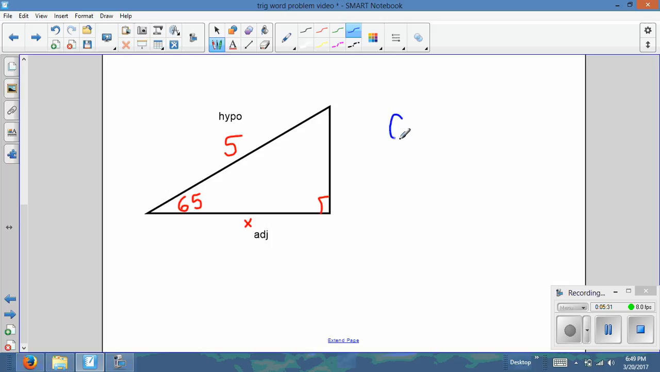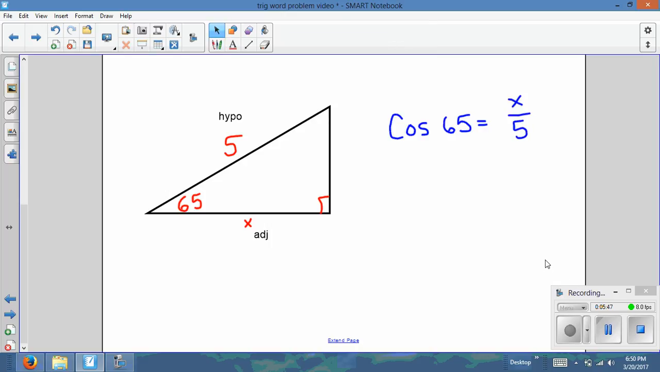And let's go ahead and set this up to be cosine. So it's going to be cosine 65 equals adjacent over hypo. So I'm going to pause this a second and find the solution, and I hope you do too, and we can hopefully agree at the end.